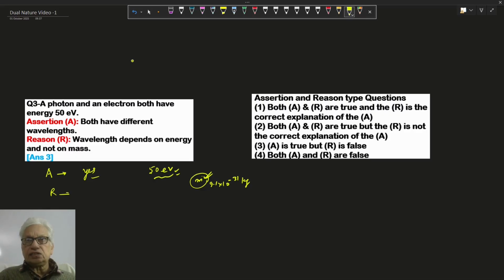And what is the reason? The wavelength depends on energy, not on mass. This is wrong. So option 3 is correct.